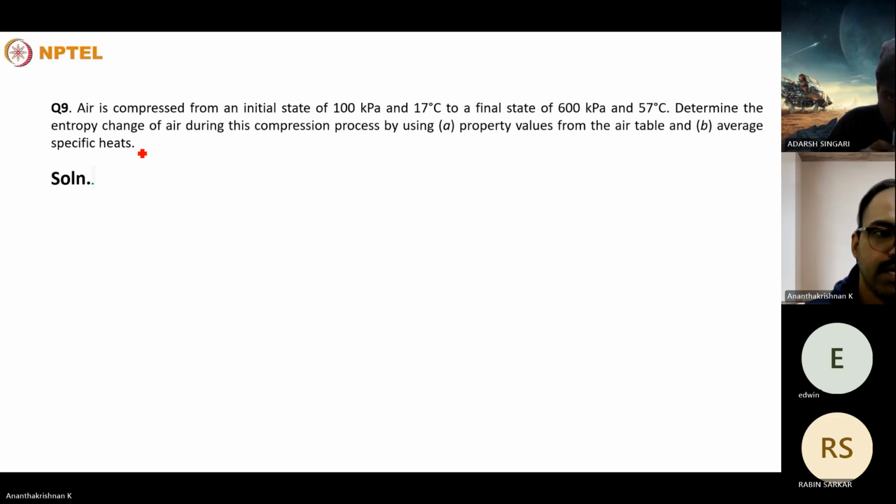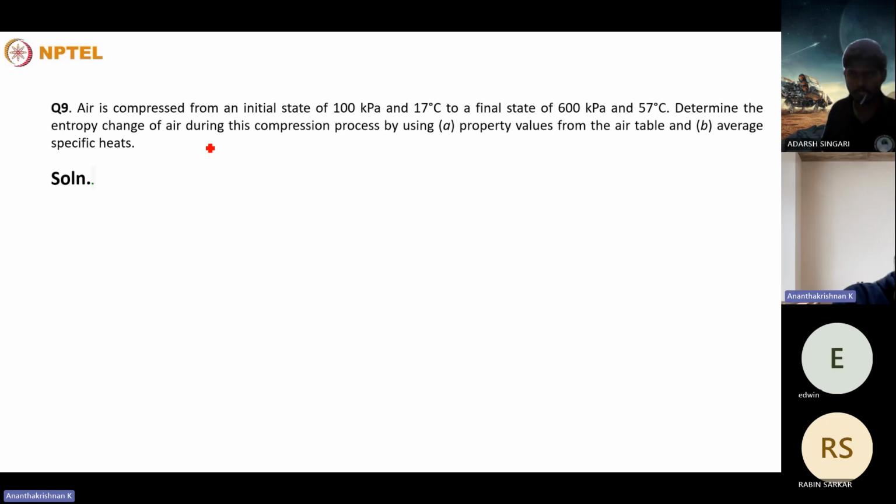So basically what we are trying to see is whether using an average specific heat will throw in a huge error compared to using the actual property values that you get from this air table. So this requires you to brush up on the entropy change formula.